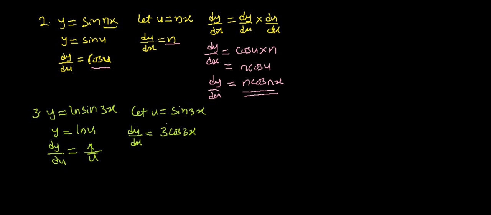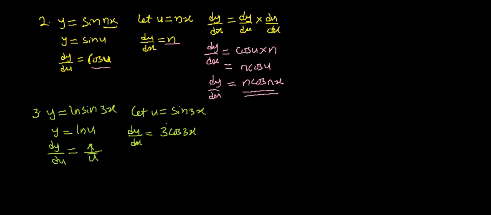Look at this 3 here. This is similar to the example 2 we just solved. When you look at this now, you discover that it's similar to what we solved in example 2, where you have n cos nx when you differentiate sine nx. Here it is similar, with sine 3x. So now let's go further into this solution.